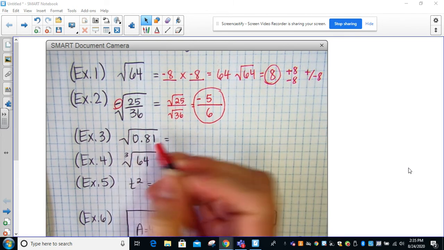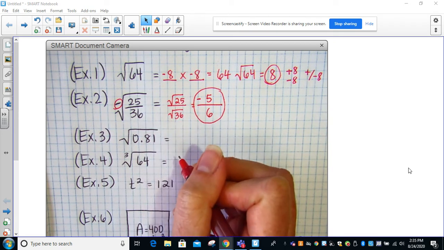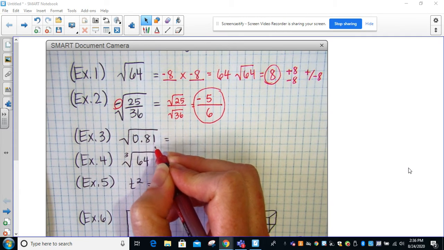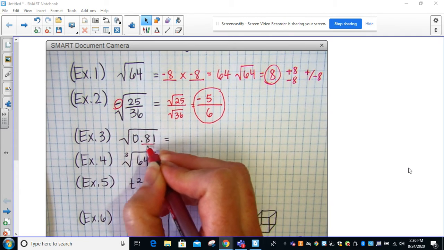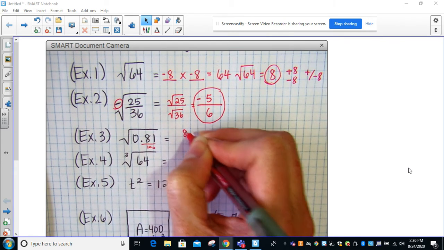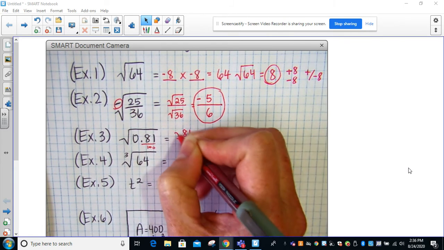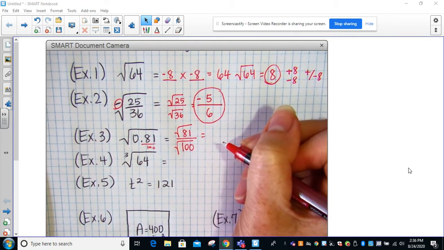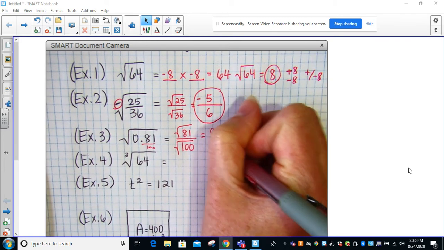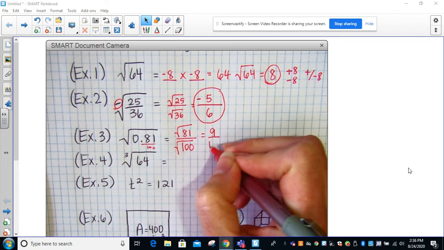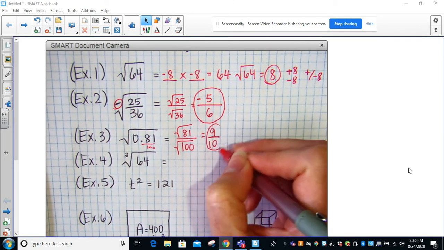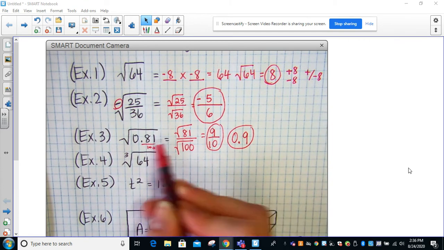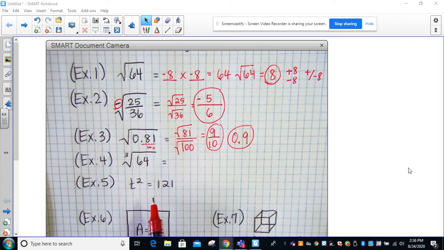Now when you see a decimal, let's go ahead and put that back into a fraction. It's easier to see that way. So this is 8/10, this is 1/100, so this is 81/100. So I'm going to rewrite it as 81/100 and separate them out into 2 radicals or 2 square roots. The square root of 81 is 9. 9 times 9 is 81. The square root of 100 is 10. So the answer would be 9/10 or 0.9. So again, putting it into a fraction with decimals helps.